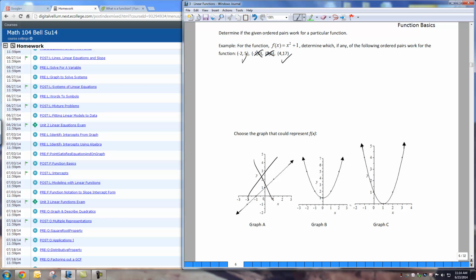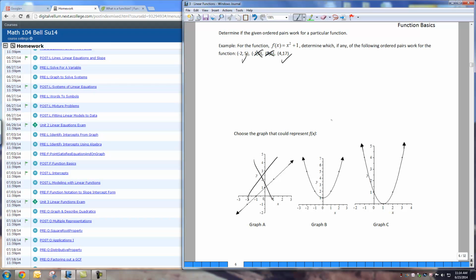4, 17. So this one goes out to 4 and up to 17. It could be this one. Let's go out here, 4 to 17. It could be this one. So we're not exactly sure about these two graphs. Let's test another point, because we're not narrowed down yet.